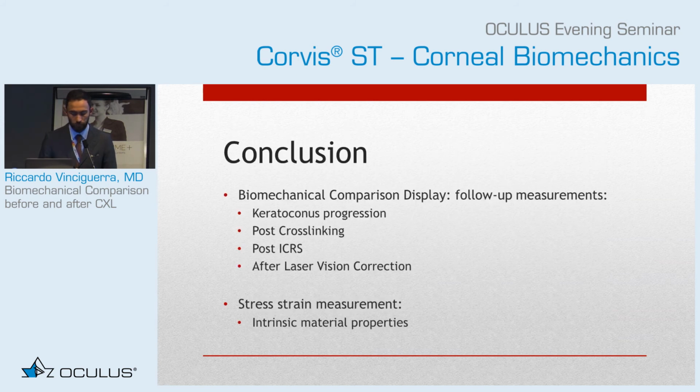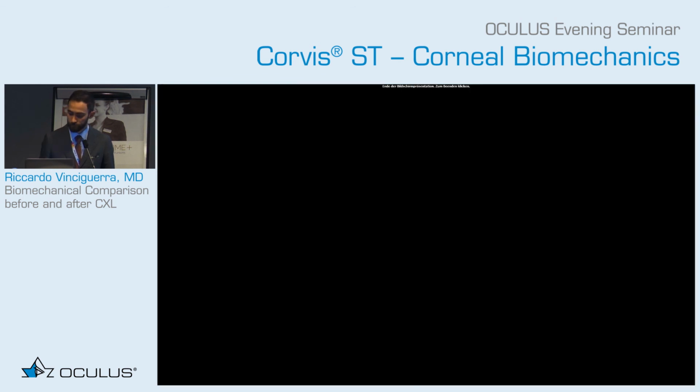So in conclusion, how could this comparison display help? Keratoconus progression, because if it is getting softer, then it's some kind of indication. Post-cross-linking, obviously, post-intracorneal ring segment implantation, after laser vision correction, and the stress strain index, well, we have so many applications of the stress strain index, from pre-op to modeling surgery, it is just a new area of evaluation. Thank you.